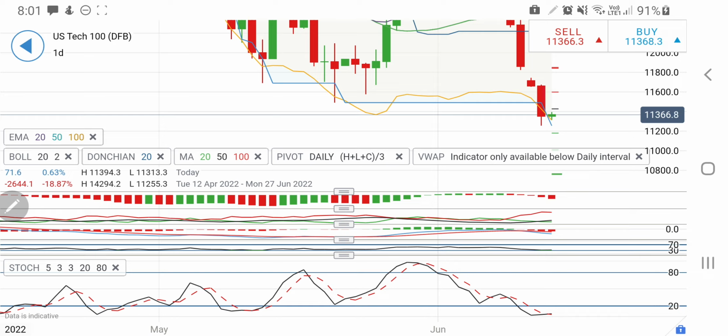Yes, a short entry below 11300 is only recommended. Below that, yes, you can expect 11200, 11100 and below levels. Take your positions accordingly. On the upside till 11600 it can again show you a reversal on the downside. Take your positions accordingly, trade with caution.